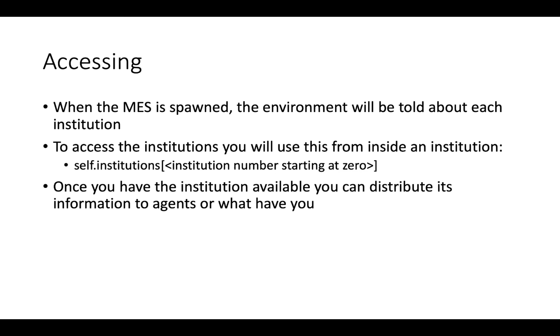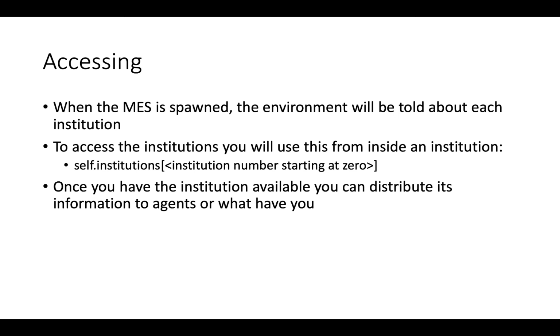So once the MES gets spawned, the environment will be told about each institution that will be in the MES, and so at present you will access the institutions from inside the environment. In this case, inside the environment, you'll have self.institutions, and you'll index it here, so it'll start at 0, as you see currently in the code, and then it'll go up to however many institutions you have. So if you have 2 institutions, the first one would be 0, and the second one would be number 1. Later on, we'll probably change it to use names as well.